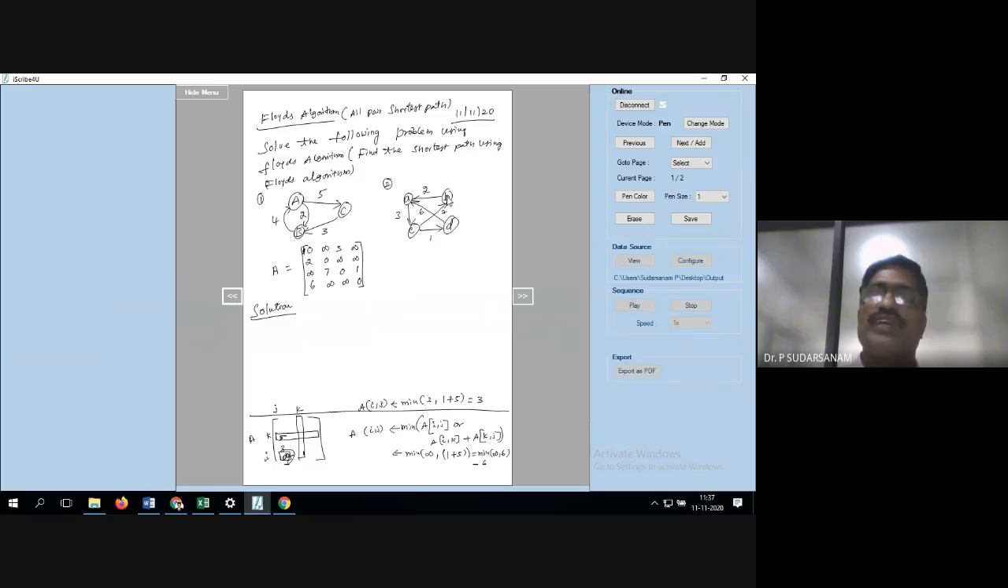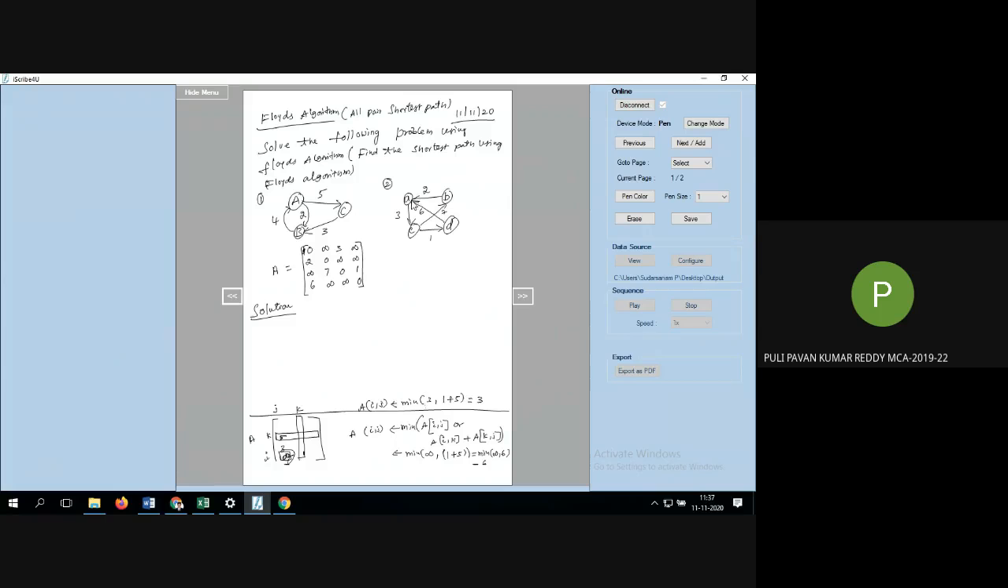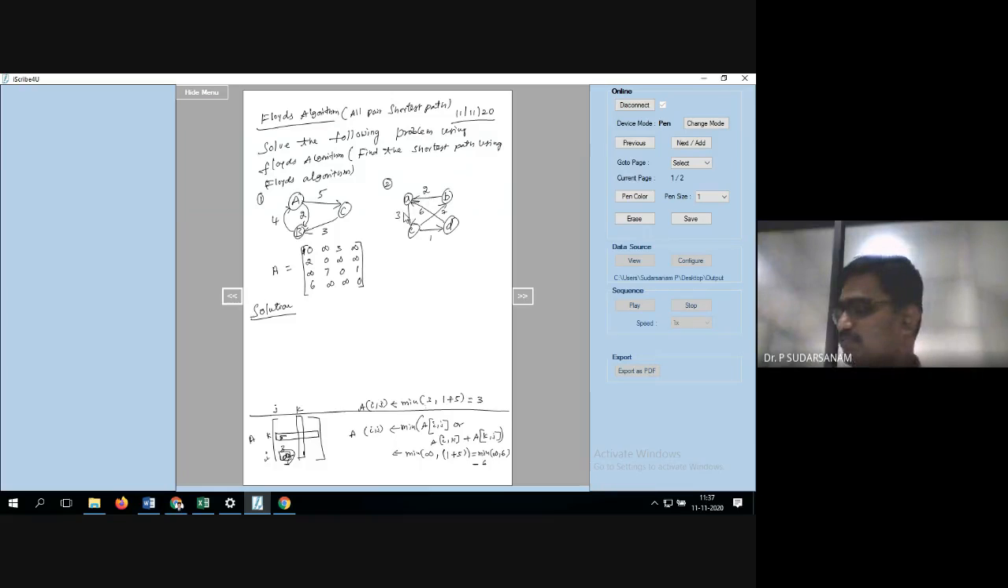B to B, there is no way. So that means diagonal element. Next, B to C. B to A plus A to C, sir. 2 plus 3, 5. So the answer there is also 5 only, correct. Next, B to D. 2 plus 3 plus 1, 6. How much? 6, sir. 6. We got 6 also.